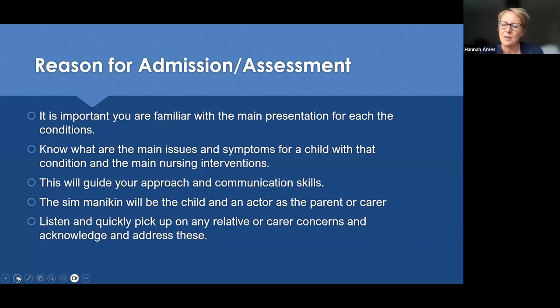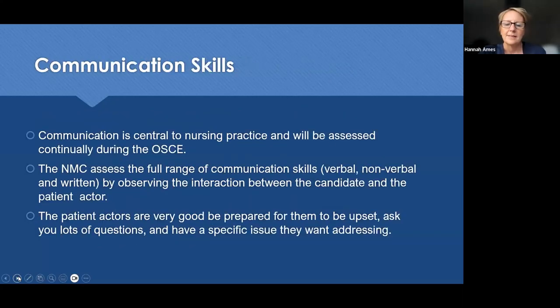So you're going to need to make sure you do correct communication, pick up on any relative or carer concerns. That is a scoring part on the PEWS chart as well. So really important you acknowledge and address any concerns of your parent or carer that is in the room with you. Like I said, communication skills are absolutely central, and the NMC are assessing you throughout your OSCE on your communication skills.